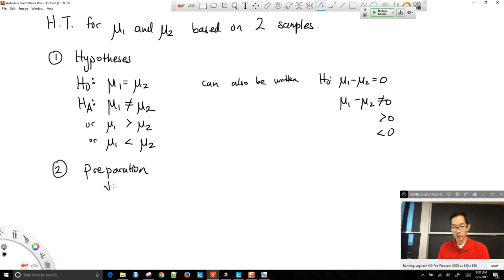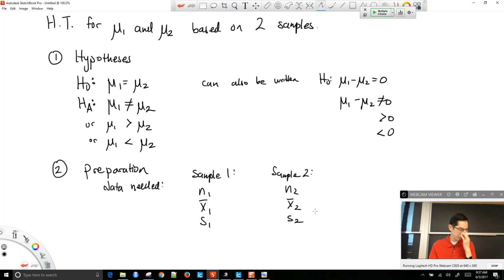Okay, the data needed. You need, from sample 1, you need N1, X bar 1, S1. And from sample 2, you need N2, X bar 2, and S2. Pick alpha, check conditions.